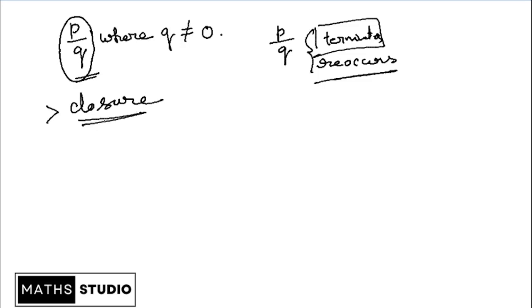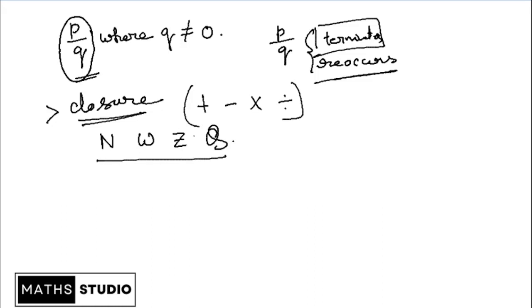The first property is the closure property. In class 7 also we had studied what the closure property is. Closure property is something over an operator. Operators are plus, minus, multiply, divide. We will check the closure property over these operators. It could be over natural numbers, whole numbers, integers, or rational numbers. In class 7 we had studied up to this, and in class 8 we are going to study it on rational numbers.